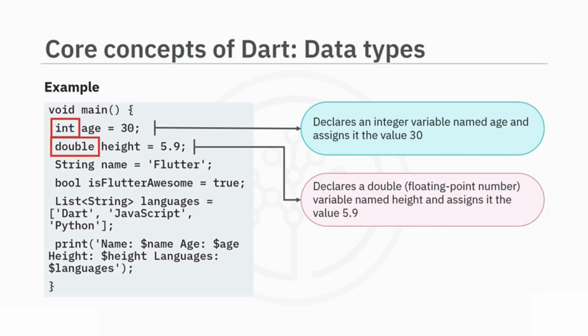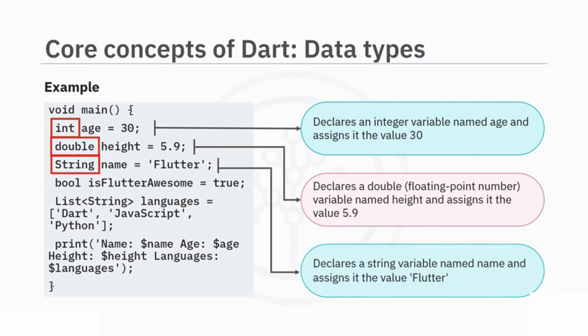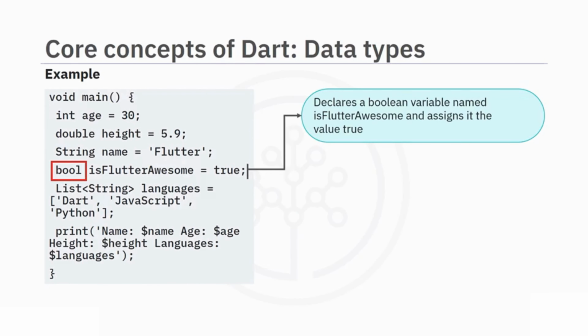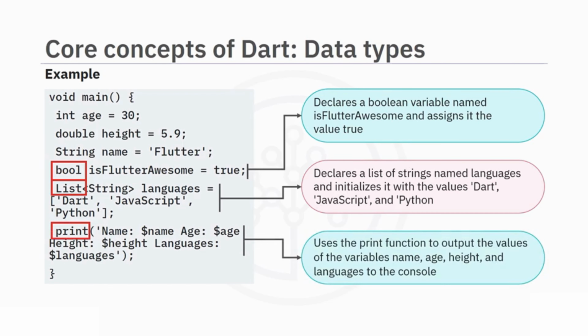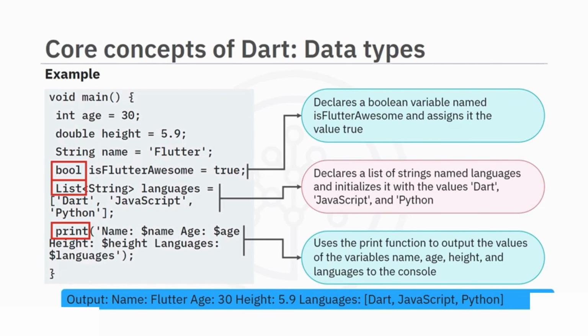Double declares a double floating point number variable named height and assigns it the value 5.9. String declares a string variable named name and assigns it the value Flutter. Bool declares a Boolean variable named isFlutterAwesome and assigns it the value true. And list declares a list of strings named languages and initializes it with the values Dart, JavaScript, and Python. Further, the example shows that you can also print the values of these variables to the console.